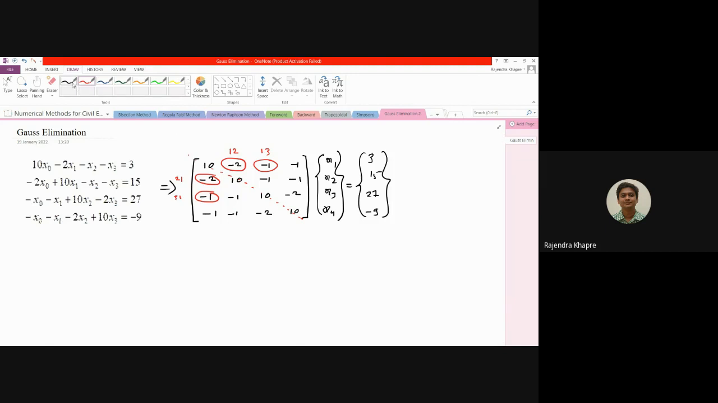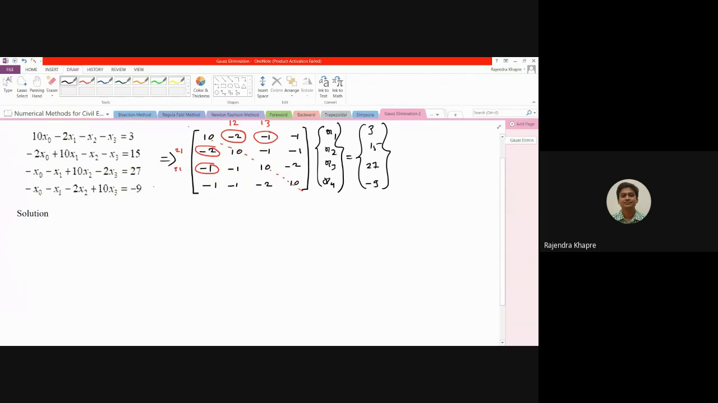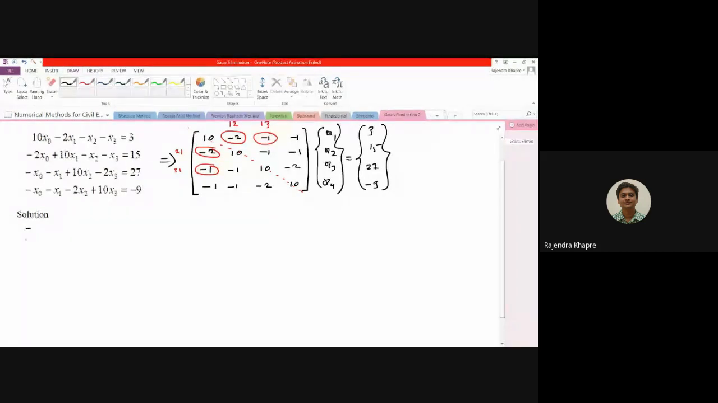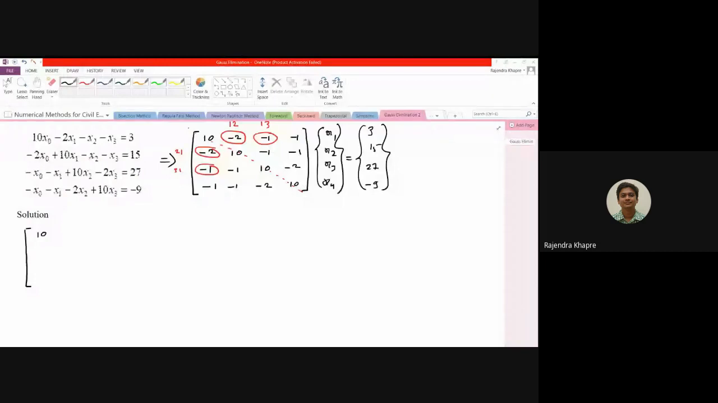Now let us start with the solution of this problem. For solving it, we first have to write the augmented matrix. The augmented matrix will be something like this. Let me write it down. I have already started recording, so not to worry. Let me check one more time. Yes, recording is going on.